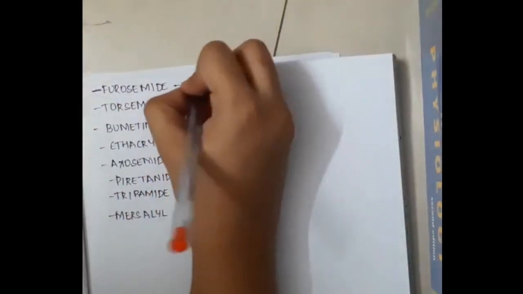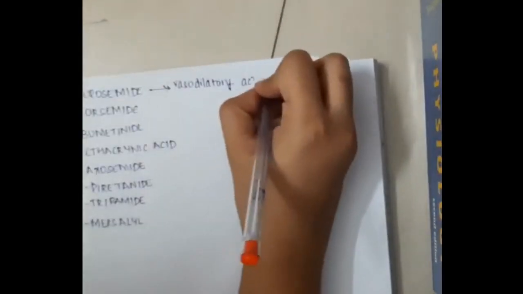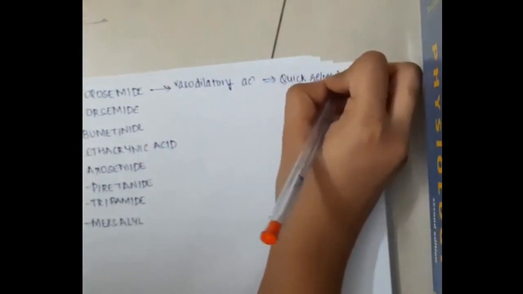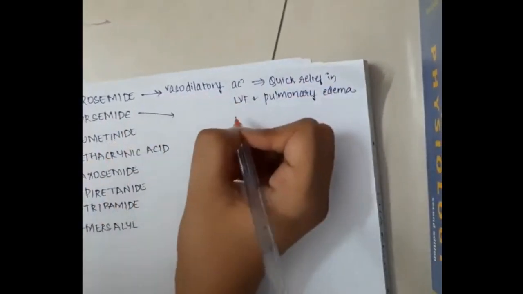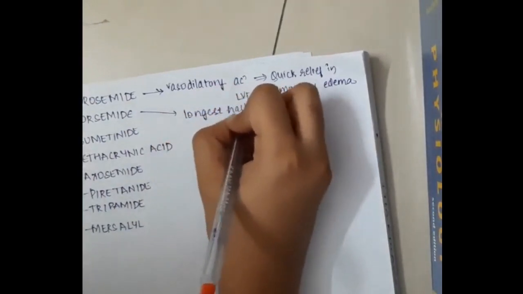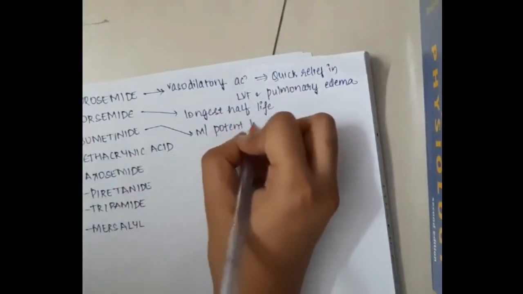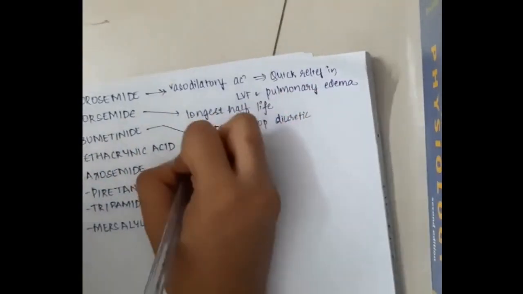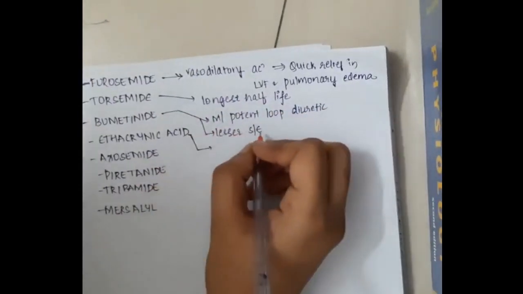Furosemide has vasodilatory action, and it causes quick relief in left ventricular failure and pulmonary edema. Torsemide has the longest half-life. Bumetanide is the most potent loop diuretic, and it has lesser side effects.